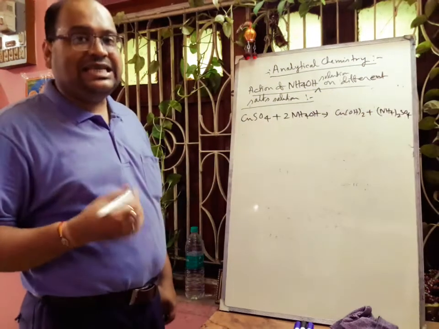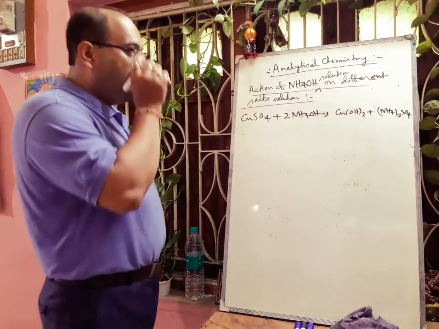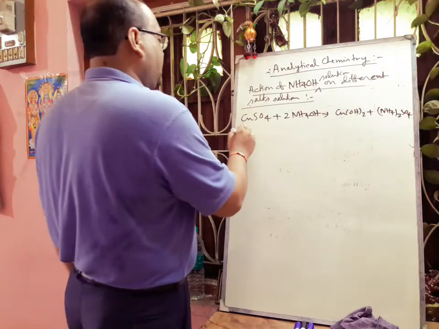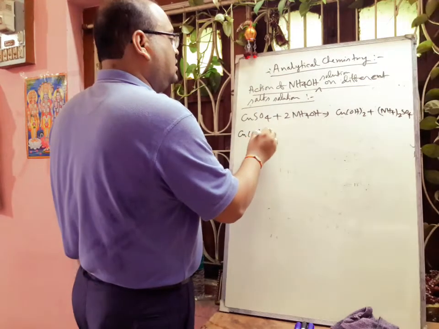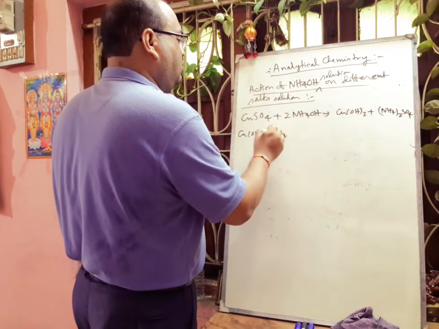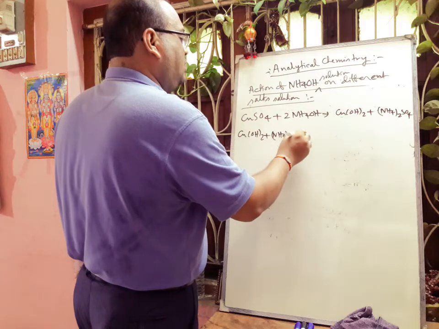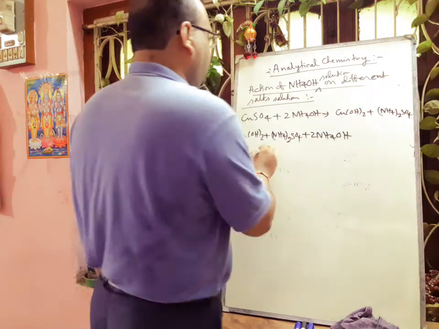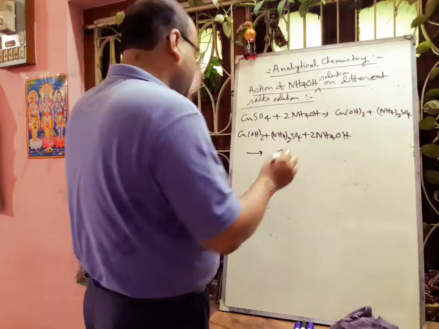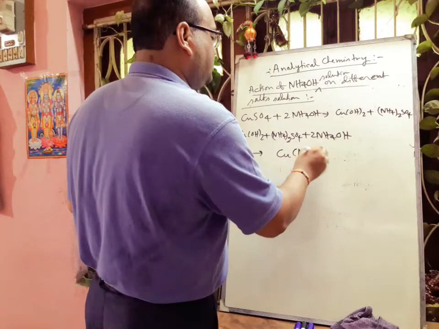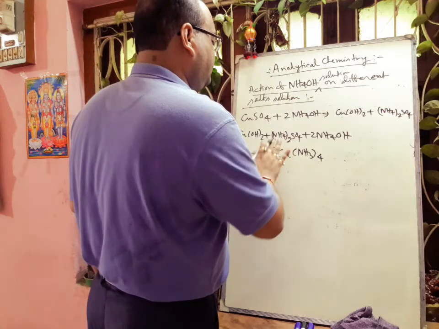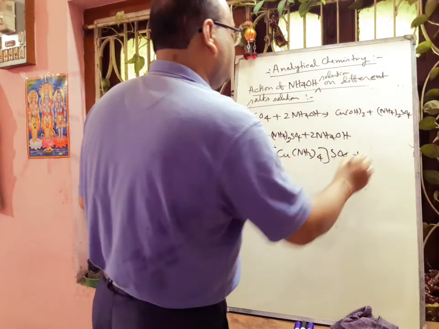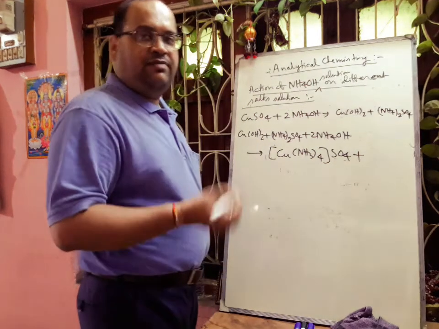Now if we add excess ammonium hydroxide, what will happen? This copper hydroxide will again react with ammonium hydroxide: copper hydroxide plus (NH4)2SO4 plus twice NH4OH, and that will form copper tetramine sulfate. That is the complex salt. Plus there will be formation of 4H2O.